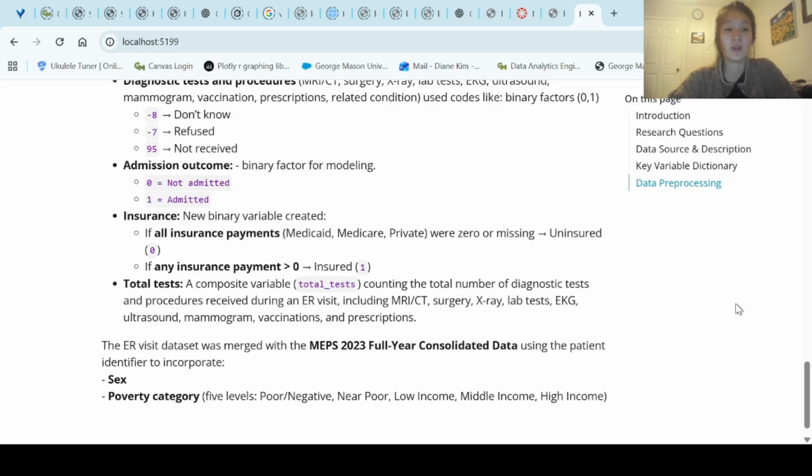I also created a new variable called total tests. I counted the number of total diagnostic tests and procedures received, which included MRI, CTs, surgeries, x-rays, lab tests, EKGs, etc. I also merged the original data set with another MEPS full year consolidated data set using the patient unique ID to add sex and 5 different poverty categories.